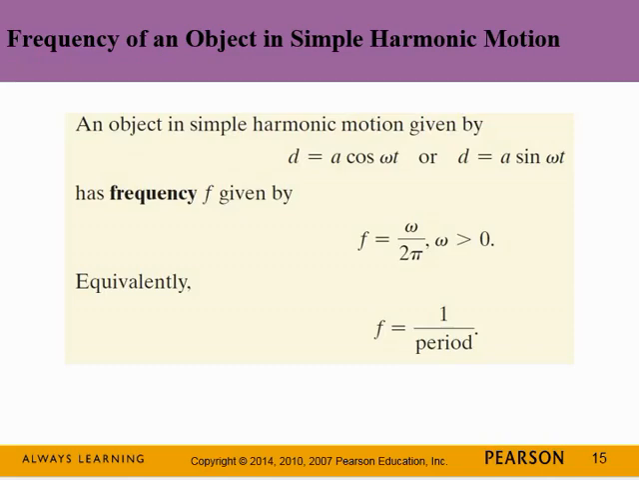Now, frequency of an object in simple harmonic motion. An object in simple harmonic motion given by the two equations we just talked about has a frequency of f, which is your w divided by 2 pi. Equivalently, f equals 1 over your period.